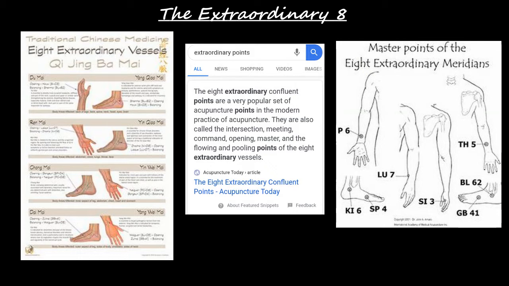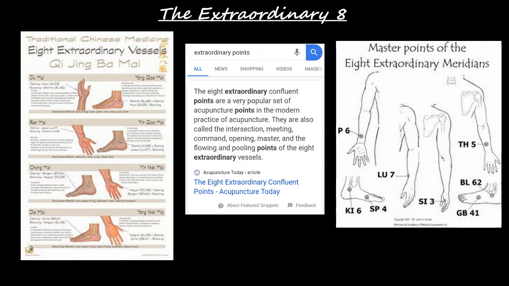Now, the extraordinary 8 vessels are a popular set of points in acupuncture. The other names are the intersection, meeting, command, opening, master, the flowing, and pooling. But what I got from all of that is basically they tell the 12 Meridian what to do and when to do it. So they don't really have a connection to the organ system, but they just share the points with the 12 Meridian, and using the points in the hands and the feet connected with the meridian pairing, which we're about to go over.